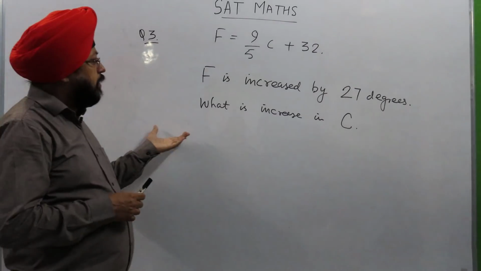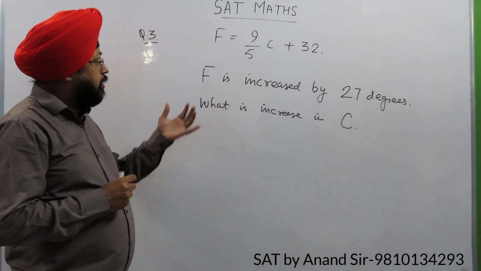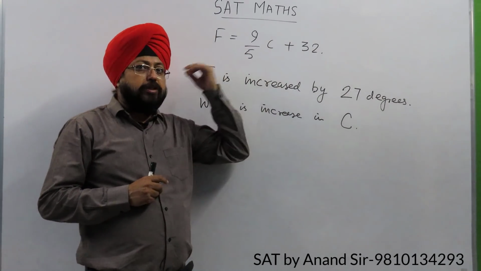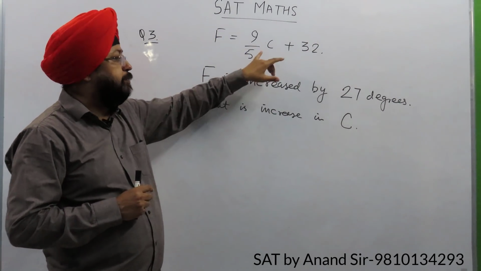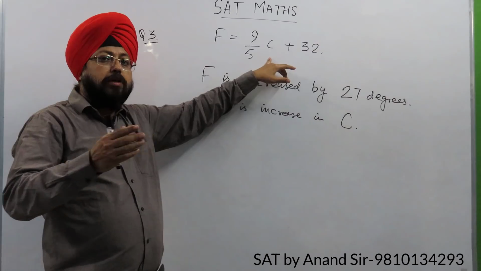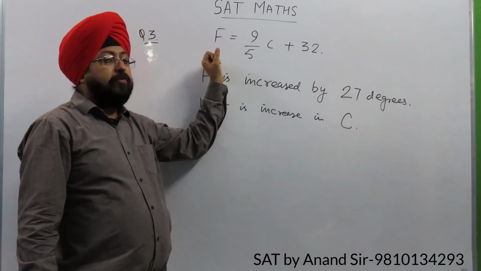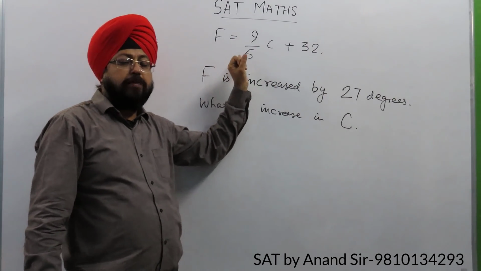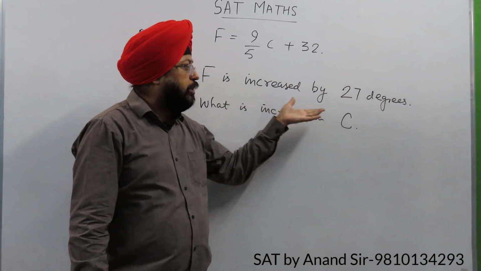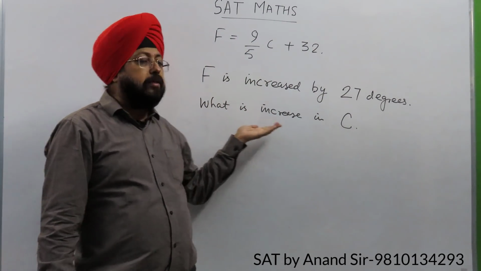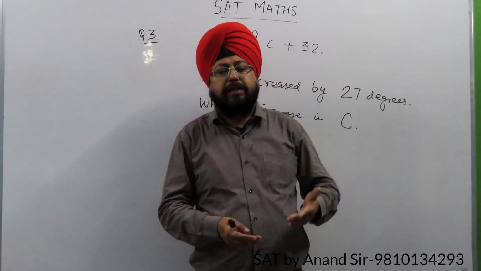So students, let us discuss one more question. This is a very hard question for your SAT mathematics. F equals 9 by 5 of C plus 32. F represents the Fahrenheit temperature and C represents the Celsius temperature. These are both measurements of temperature, and a relation is given between them. Now the question says, if F is increased by 27 degrees, then what is the increase in C, in Celsius?